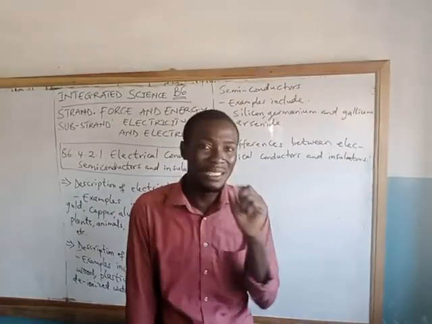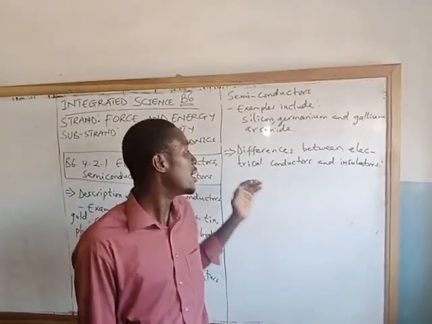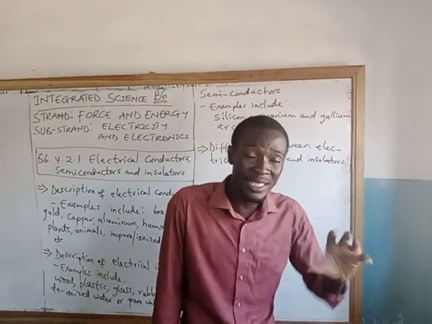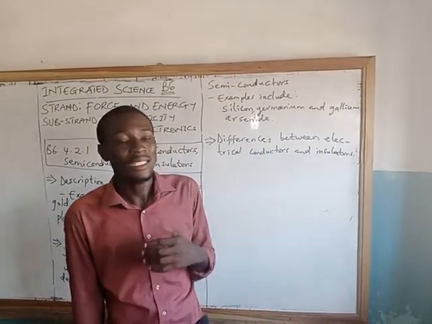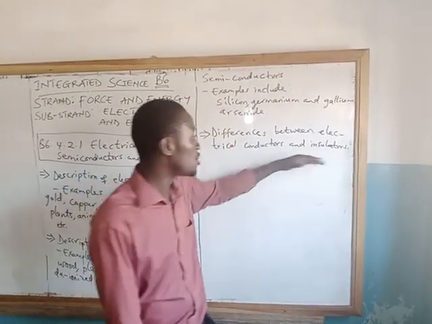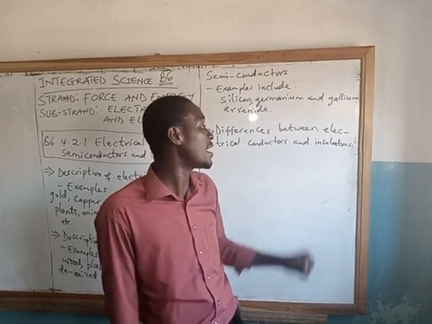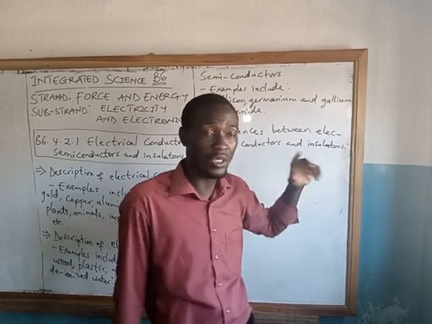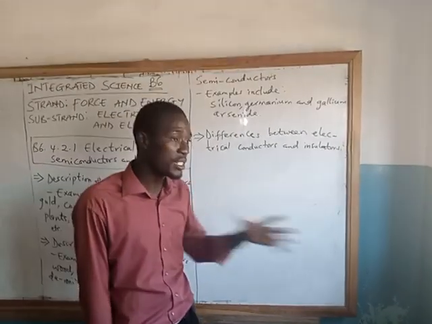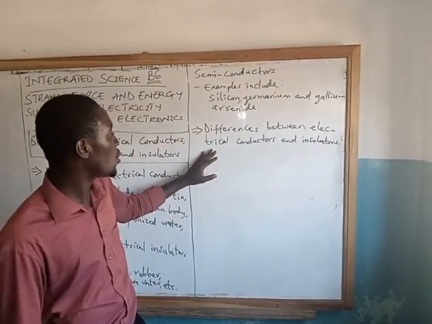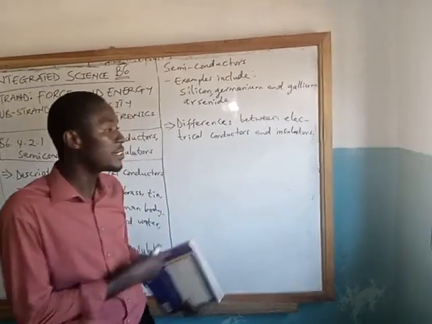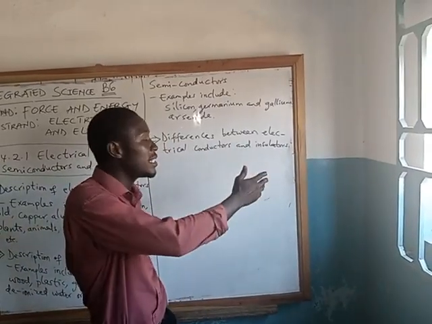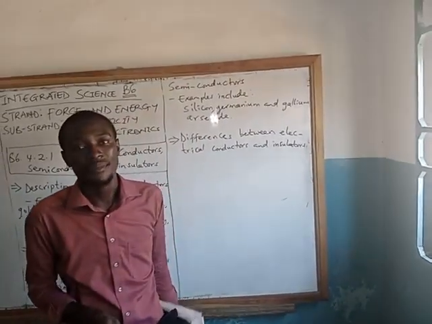Also, conductors have little or negligible electrical resistance. Because of that, there is nothing strong to oppose the electric charges as they flow. But insulators have great or extremely high electrical resistance. Because of that, they are unable to conduct electricity, because this resistance will not allow the charges to flow. Also, electrical conductors are mostly metals, but insulators are non-metals.